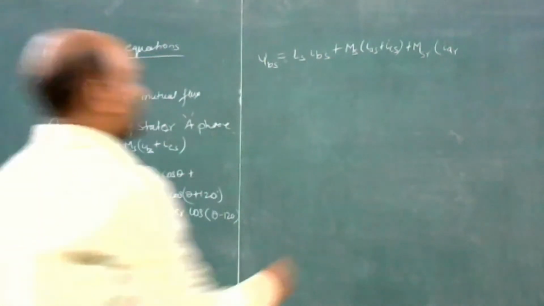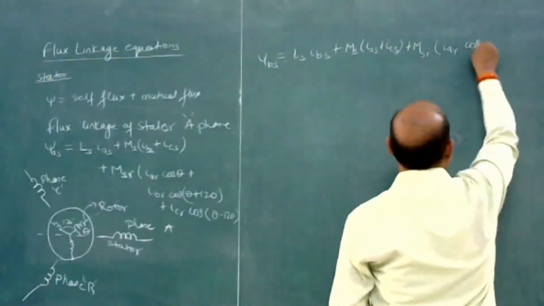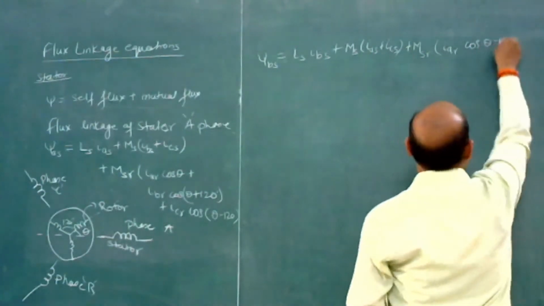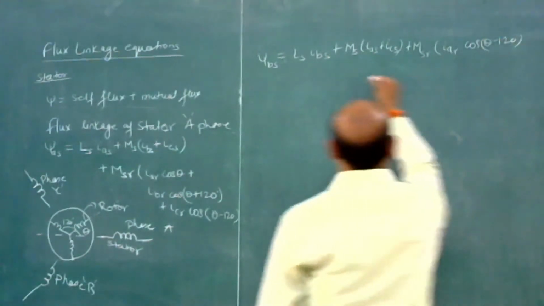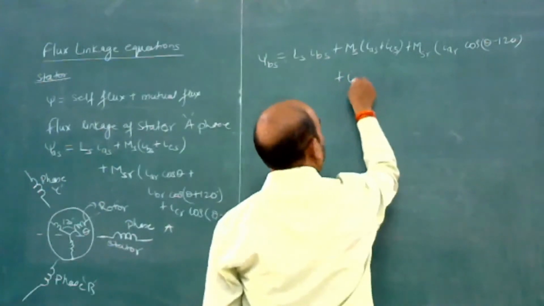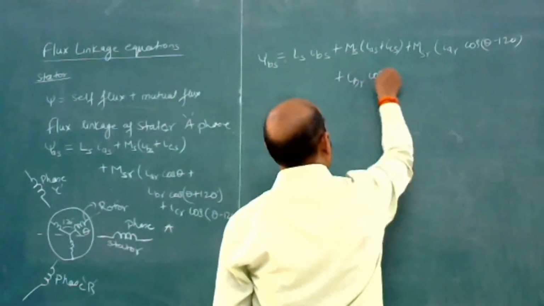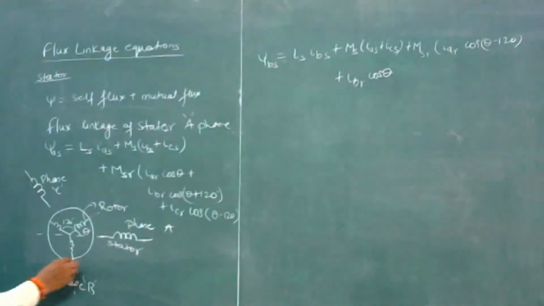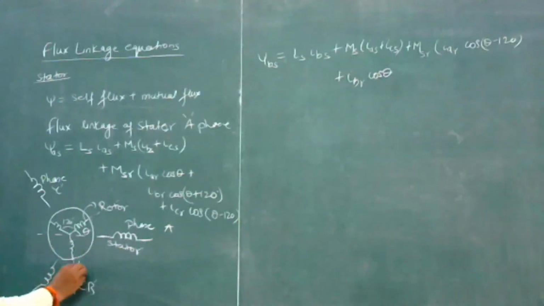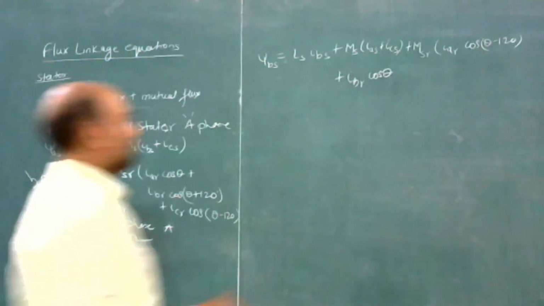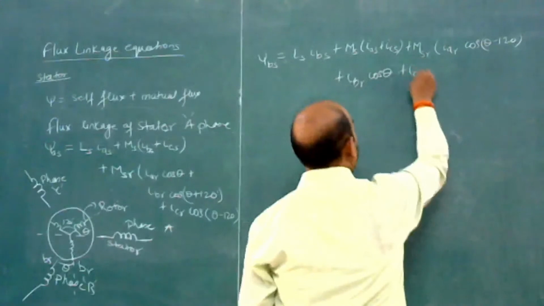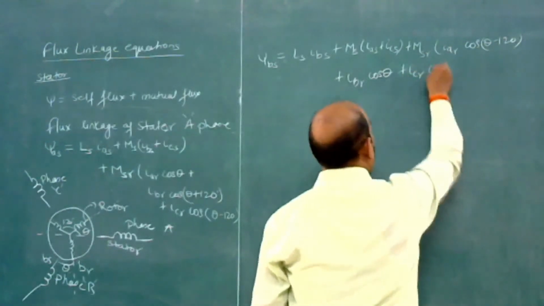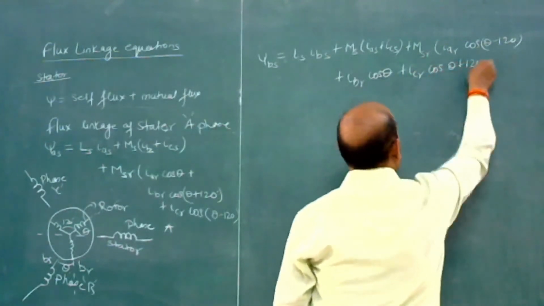This will be cos theta minus 120, plus IBR, it will be cos theta. So this is phase BR and this is BS, so the angle between these is theta degrees. Plus ICR cos theta plus 120.